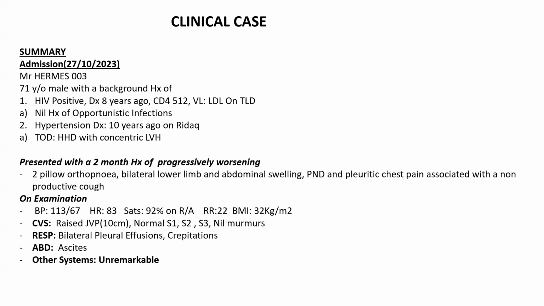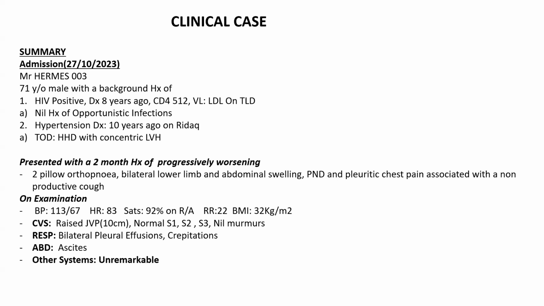Mr. MS 003 is a 71-year-old male with a background history of RVD, diagnosed 8 years ago. His CD4 count is preserved. He's got a viral load that is undetectable on TOD. Doesn't have any history of opportunistic infections. He's also hypertensive for at least 10 years and has been on treatment, and has got target organ damage in the form of LVH.